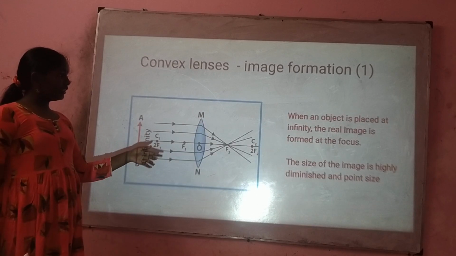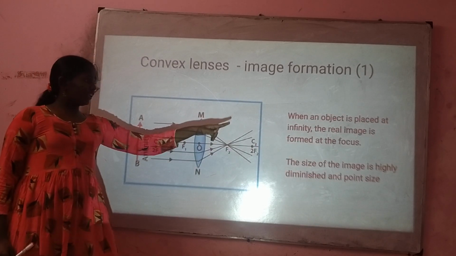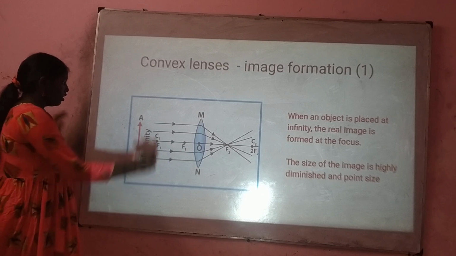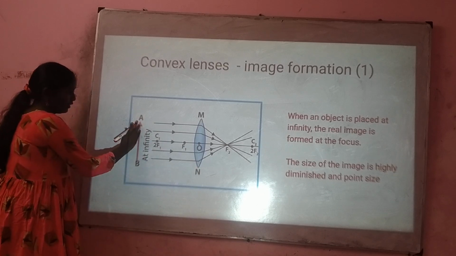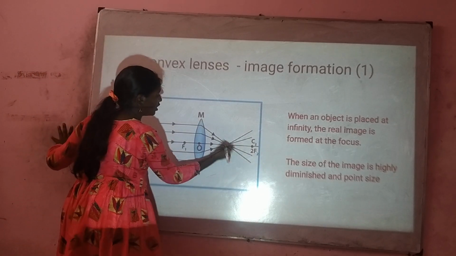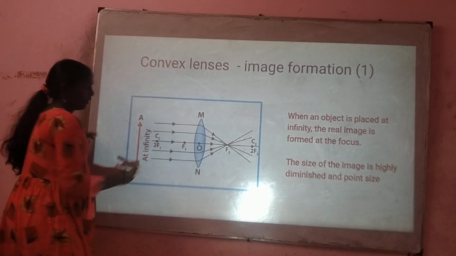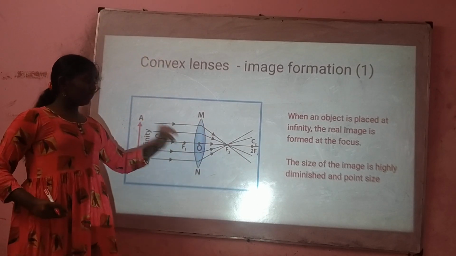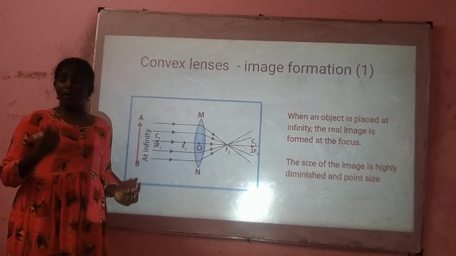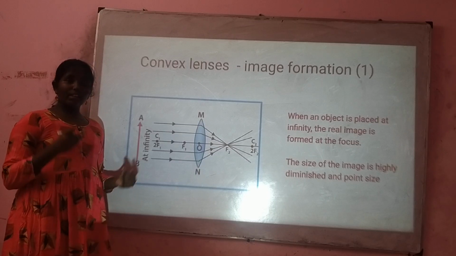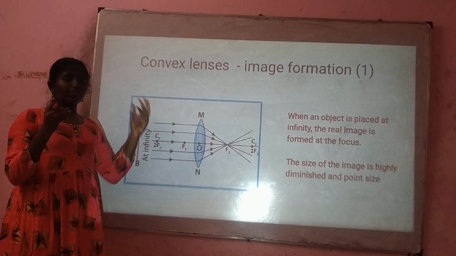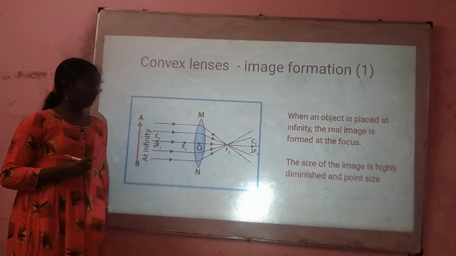When an object is placed at infinity, the real image is formed at the focus. So the object here is placed at infinity, and the real image will be formed at the focus on the other side. The size of the image is highly diminished, point size. So we can say that the size of the image is very, very small.